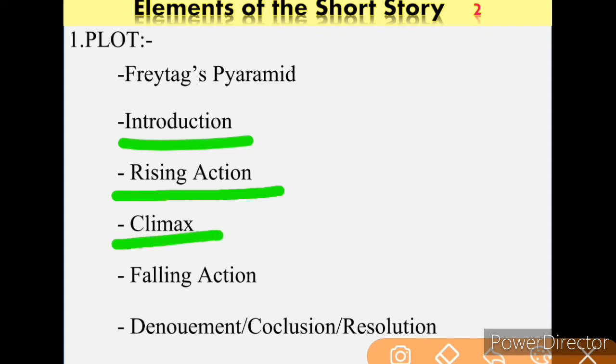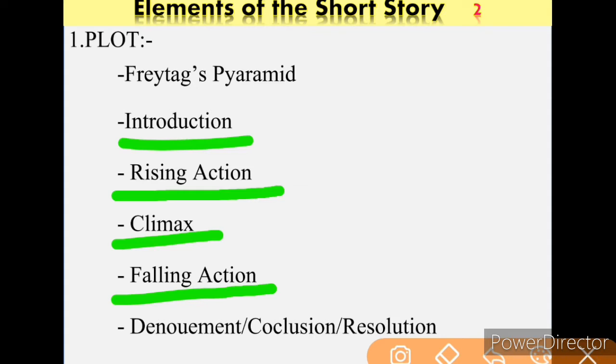Now, the third element, climax. This is the highest point of interest in the story. It is the turning point that aims toward the conclusion of the story. The reader finds out what happens to the conflict, how the conflict might be resolved. The story may not yet be finished, but the reader now has a good understanding of which way it is going to go. Then the next element, which is falling action.